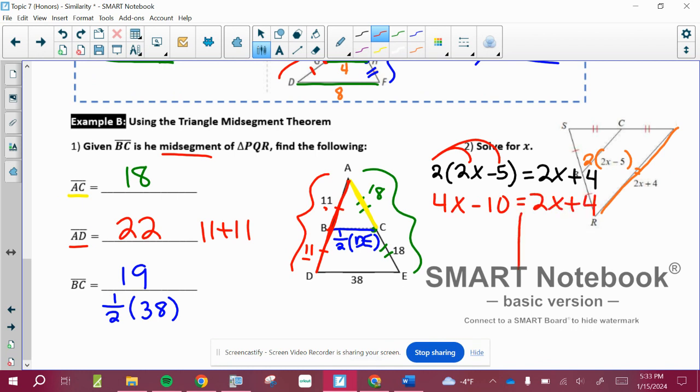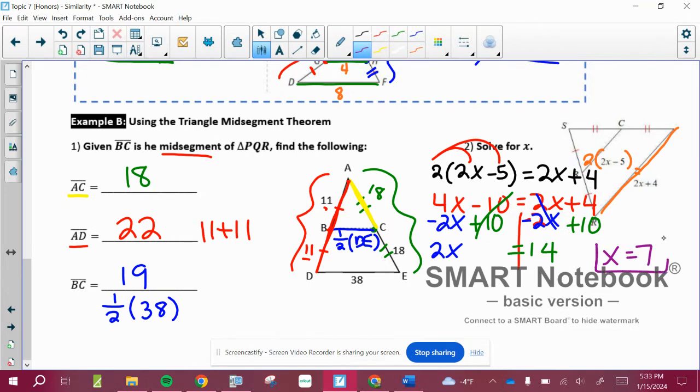Okay, so I'm going to go ahead and finish solving this. I'm going to subtract the 2x on both sides. So that gives me 2x here. I'm going to add the 10 to both sides. So that makes this equal to 14. Sorry about the watermark here. And then that gives me my answer here. X is 7.